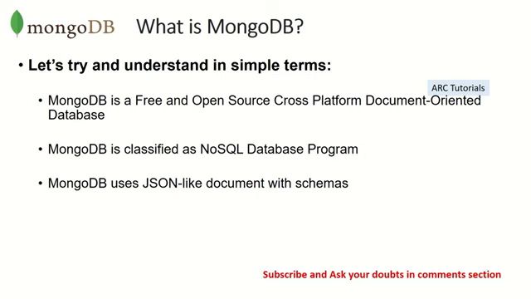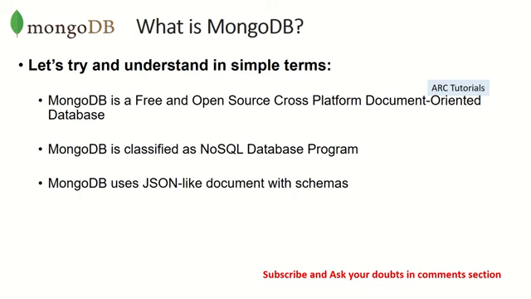So MongoDB is a free and open source cross-platform document-oriented database, right? These are too many buzzwords, so let's break it down. MongoDB is free and open source, which means anybody can download it, and anybody can use it in their commercial applications without buying a license. Cross-platform, because you can run it on any machine. You can run it on Windows, on Linux, on a MacBook, etc.